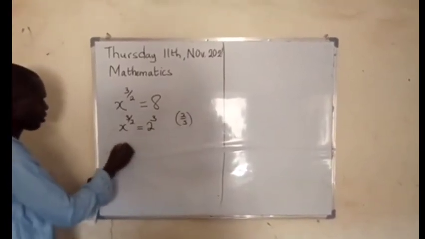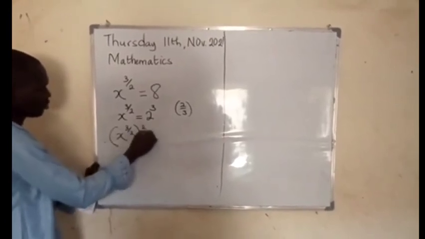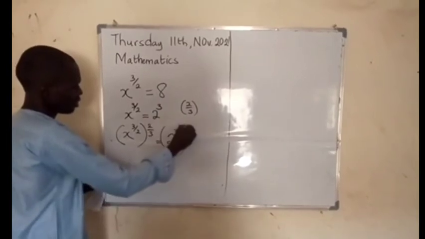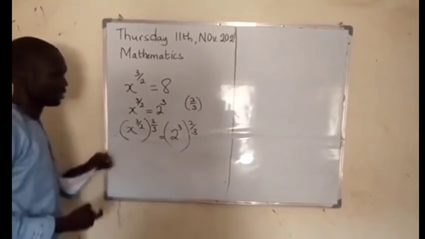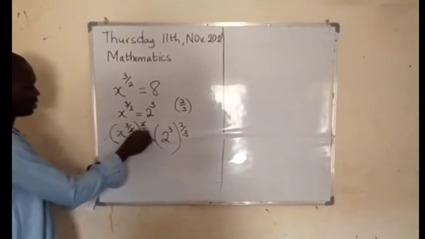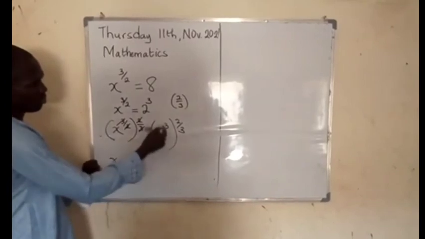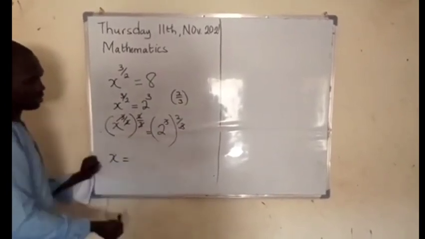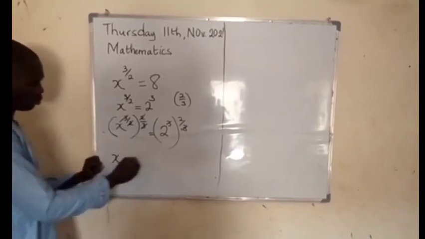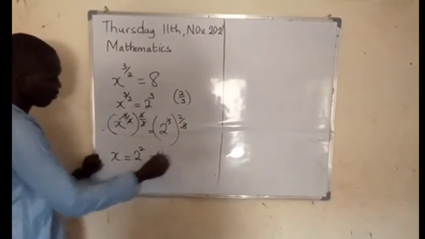So that we are going to have 3 over 2 multiplied by 2 over 3 is equal to 2 raised to the power of 3 multiplied by 2 over 3. So this cancels this, this cancels this. So x will now be equal to, or you say 3 times 2, 6 divided by 3 will give you 2. So that will be 2 raised to the power of 2, which is equal to 4.